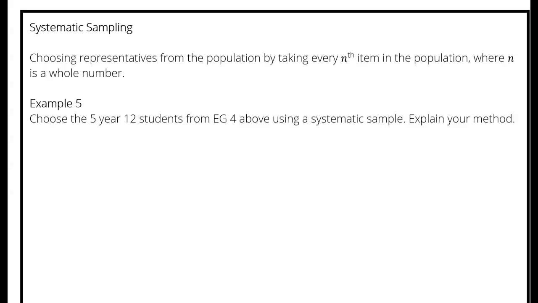How could we do that? So there's 109 students altogether, and we need to select 5 of them. How will we do that?